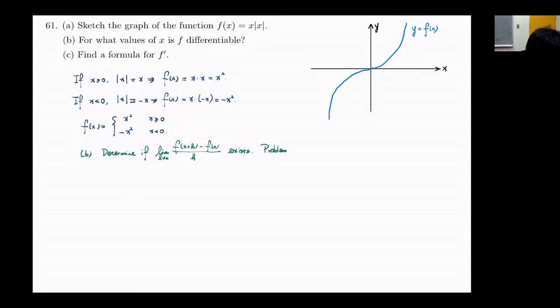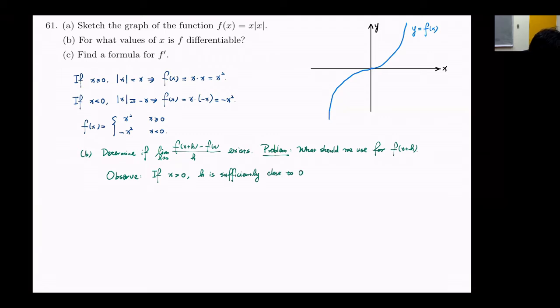So the problem is, what should we use for f of x plus h? Okay, so I will address this conceptual point in this problem. So here is the important observation. The observation is, if x is strictly greater than 0 and h is sufficiently close to 0, then in this case, we say that x plus h is also strictly greater than 0.